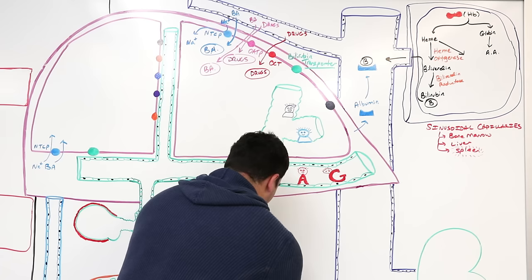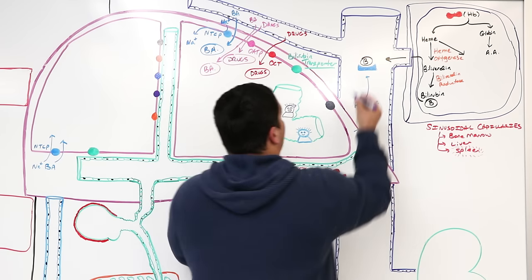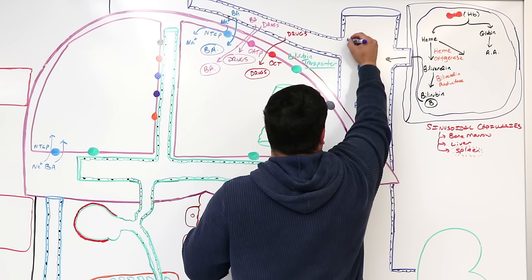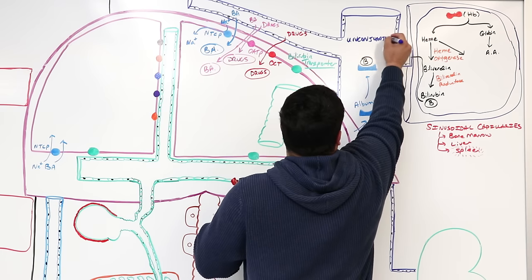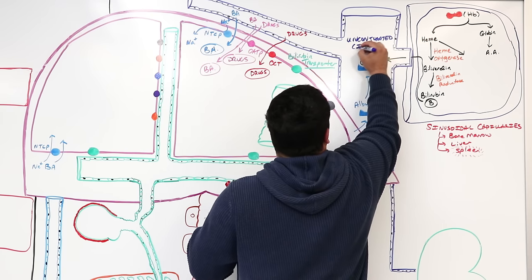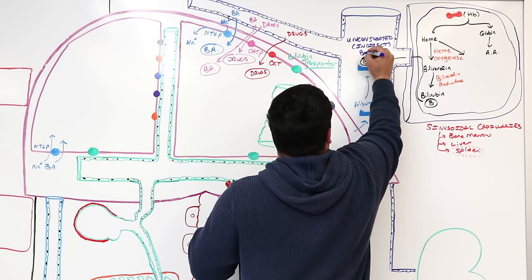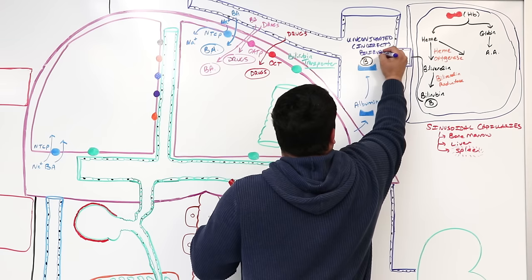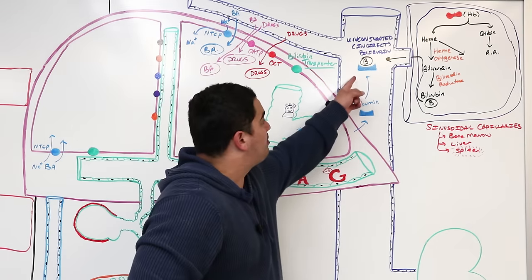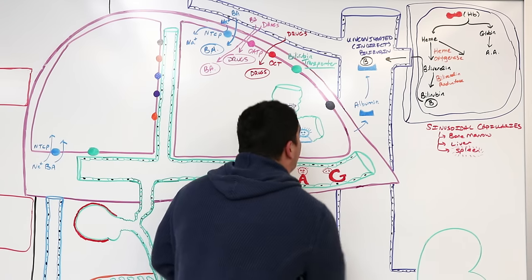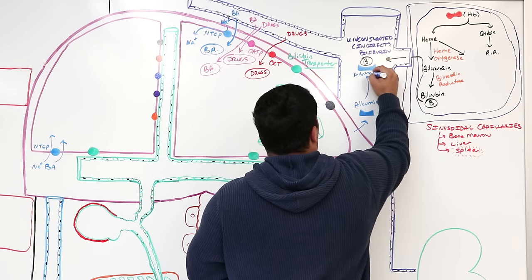Now, this type of bilirubin, it's really important that we get an understanding of this. I can't stress this part enough. This bilirubin, which is bound to the albumin, has two names. You can call it unconjugated or indirect bilirubin. Don't forget that, okay? So this type of bilirubin, which is bound to the albumin, is called unconjugated or indirect bilirubin. All right, sweet.